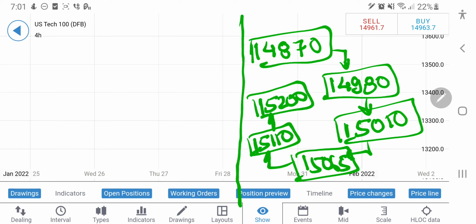So remember, till the time it remains above 14870, any drop is a good level to go long. But once it breaks 14870, I think you can enter a short at 14870 levels. The nearest support is at around 14840.